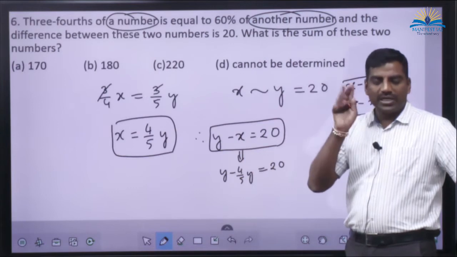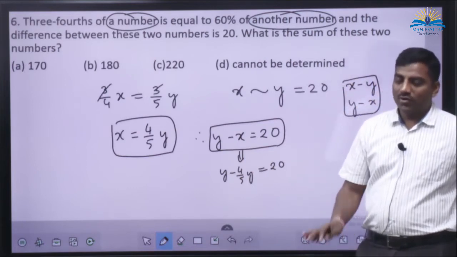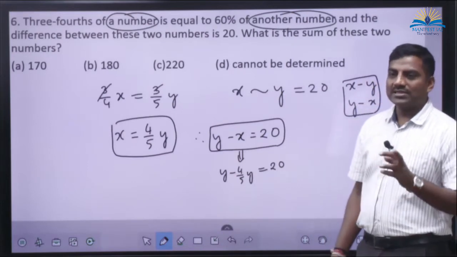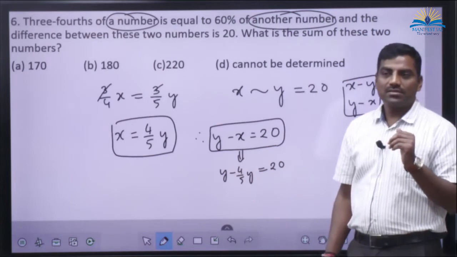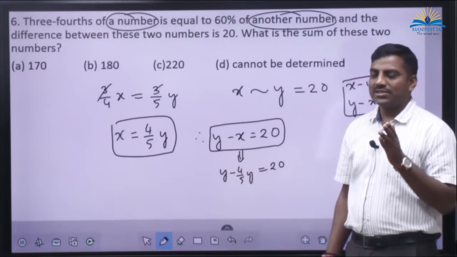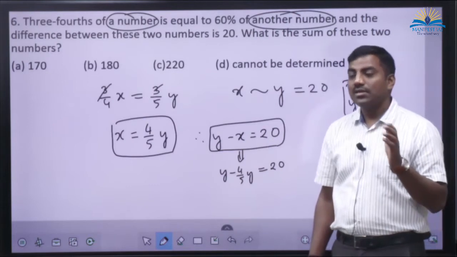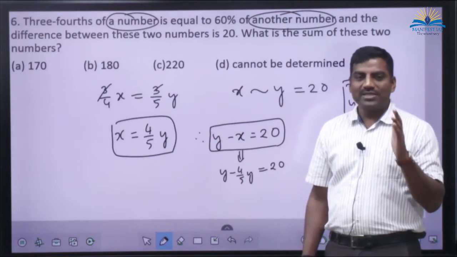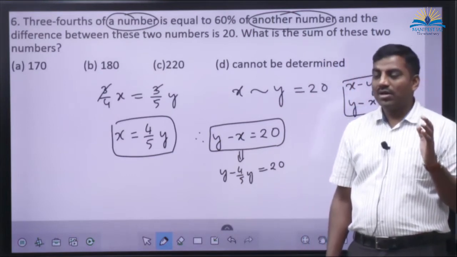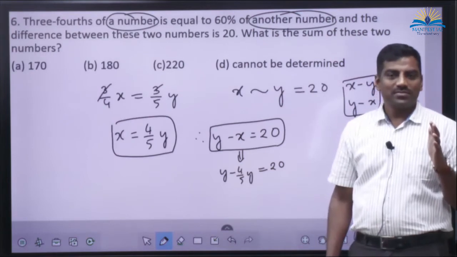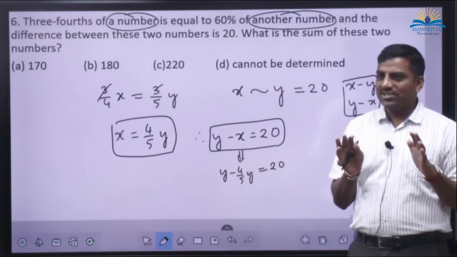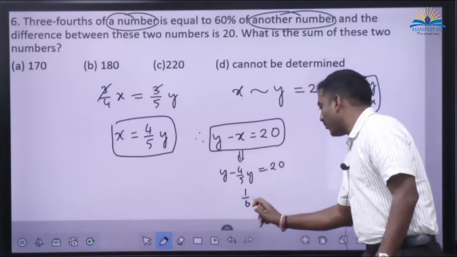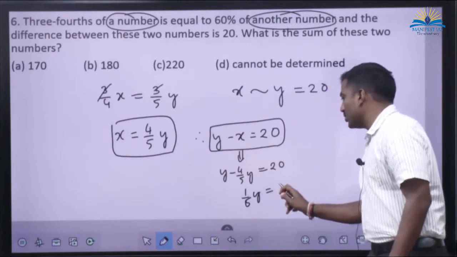I am closing my eyes. I should hear the answer. Very good. 1 minus 4 by 5 is 1 by 5. Okay, 1 minus 2 by 6 is what? 4 by 6. 1 minus 3 by 7 is what? 1 minus 3 by 8 is what? 1 minus 2 by 9 is what? Getting the touch? Yes. So 1 minus 4 by 5 is 1 by 5, so 1 by 5y is equal to 20.